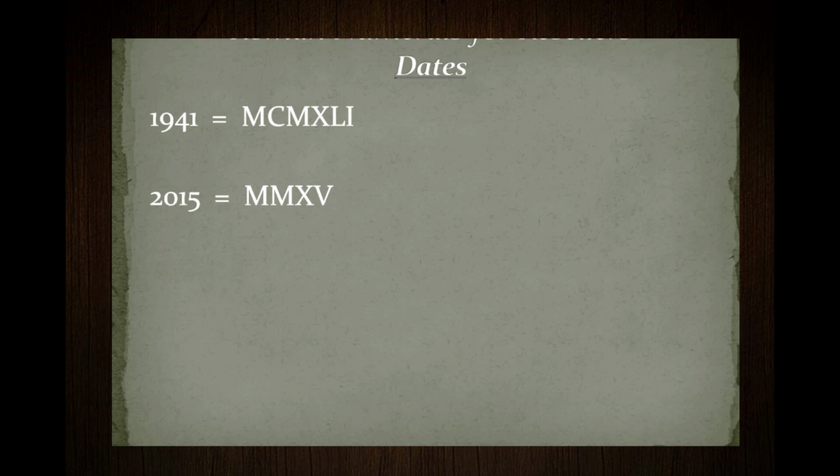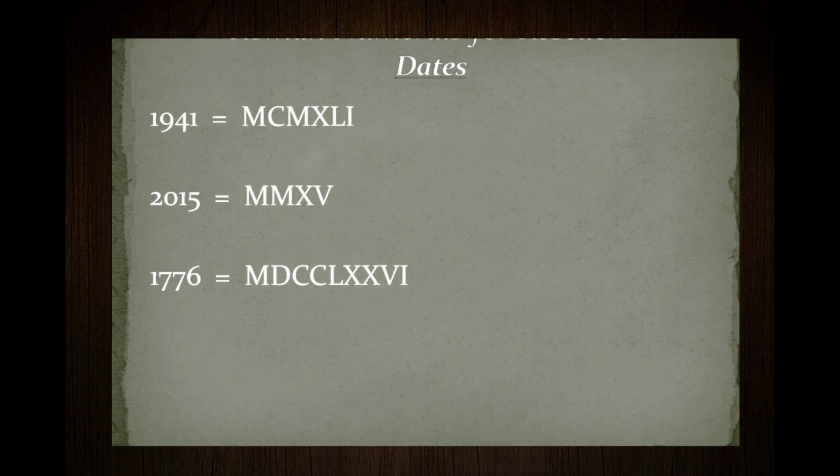Now for this one here, 2015, we've got 2,000, which is the first one. To get 2,000, you have to use 2 M's, which are each 1,000. Since there's nothing to worry about with the 0, we don't have to represent it. Now we look at the 10, the 1 in this figure here. That's represented by X in Roman numerals, and then we've got 5, which is a V. So MMXV.